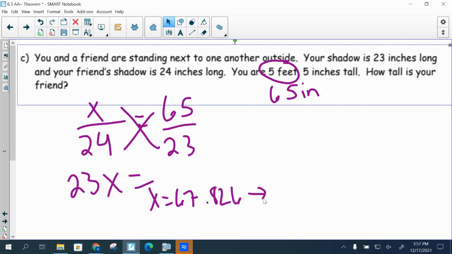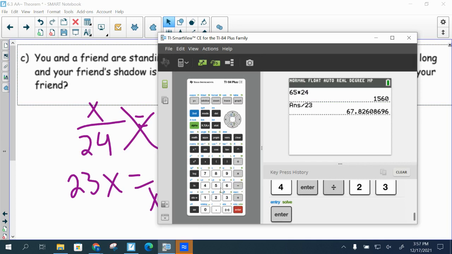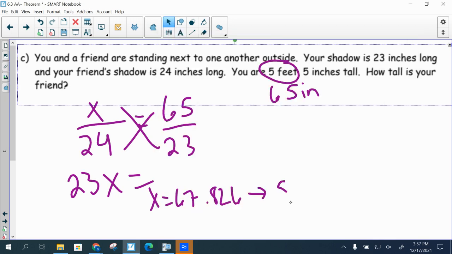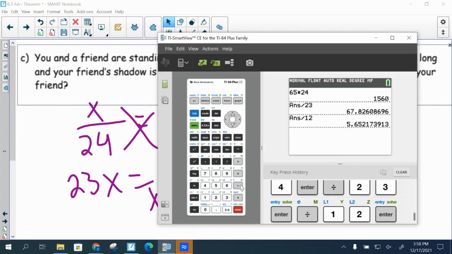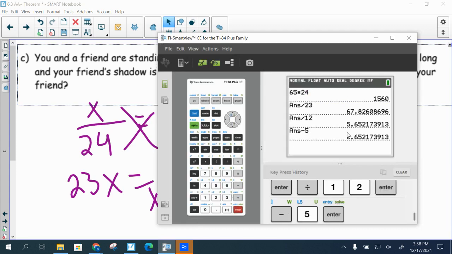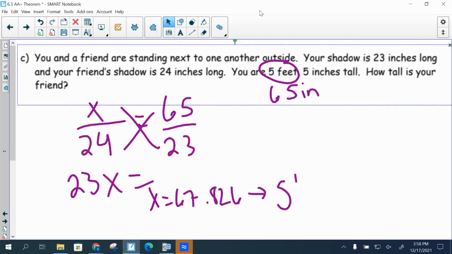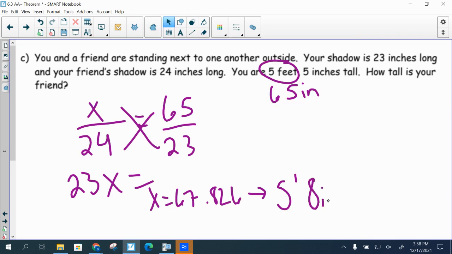Now, in order to convert that back to feet and inches, you would divide it by 12 again. So that gives you 5.652. So you know you're 5 feet. And then if you take that and subtract the 5 and get the decimal, and then multiply the decimal by 12, you get how many inches are left over, which is 7.8. So you could just round that to 8 inches. So 5 feet and 8 inches tall is how tall your friend is. And you would expect them to be a little bit taller than you because their shadow is longer.